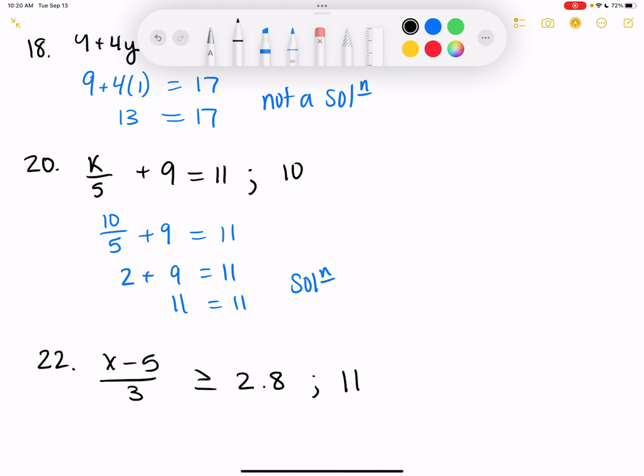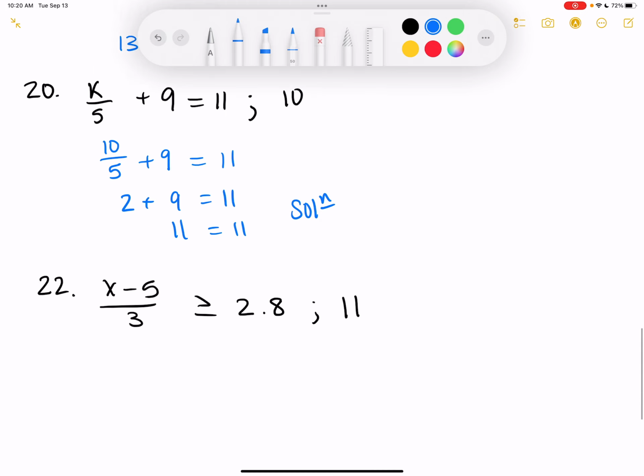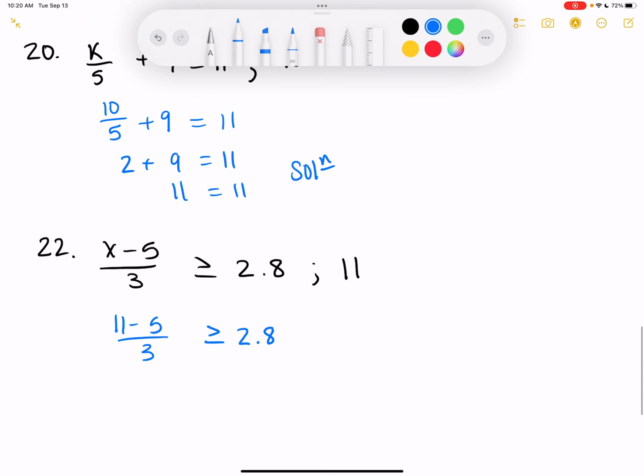So when I plug in 11, I have 11 minus 5 over 3 is greater than or equal to 2.8. So 11 minus 5 is going to be 6 over 3, greater than or equal to 2.8. 6 divided by 3 is 2, so 2 greater than or equal to 2.8. Is that true?